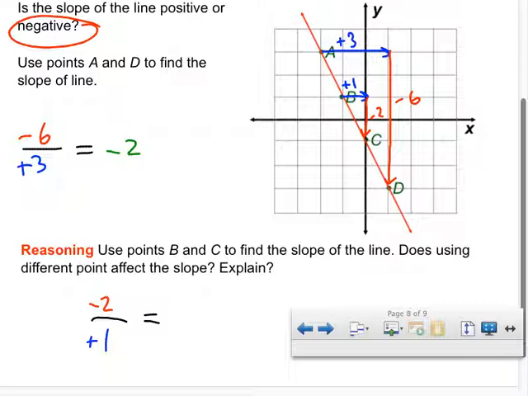Can you simplify that fraction? -2. Is there a difference? So the whole point of that exercise is this. As long as you use 2 points, it doesn't matter what 2 points, if you simplify the ratio, you'll get the same slope.